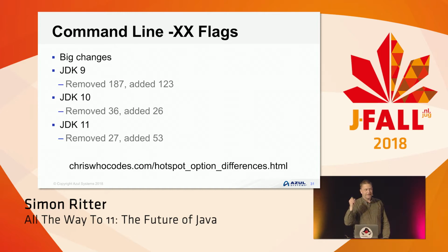Command line flags, again, something I always like to have a look at. JDK 9 removed 187 -XX command line flags, which makes you realize, if they removed 187, how many were there to start with? And the answer is about 750. They then added another 123, so they didn't really remove a whole 187. JDK 10 removed 36, added 26. JDK 11 removed 27, added 53. Chris Newland has a lovely website or web page which gives you all sorts of detail about this, so it's well worth having a look at that if you want more information.